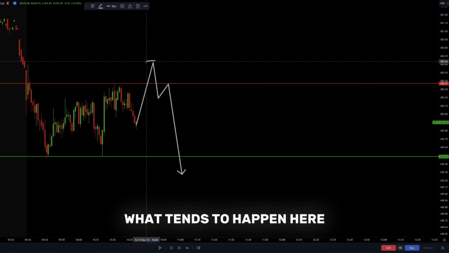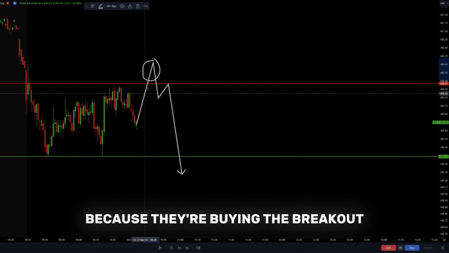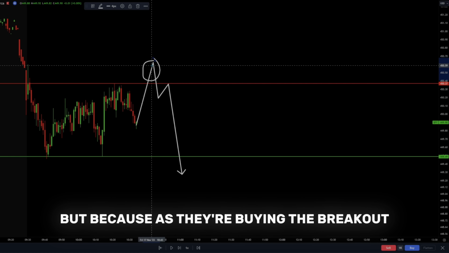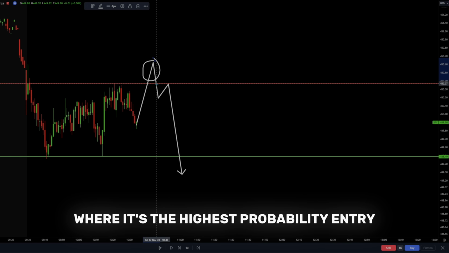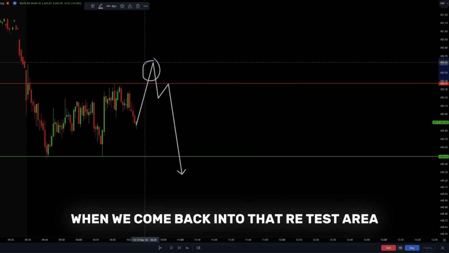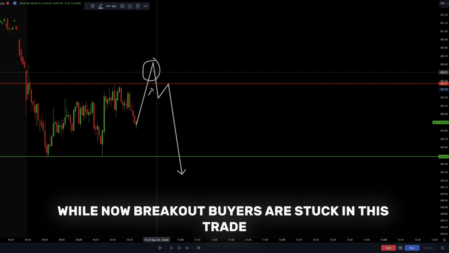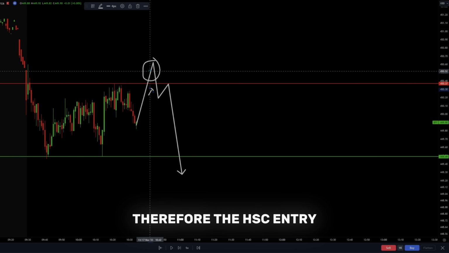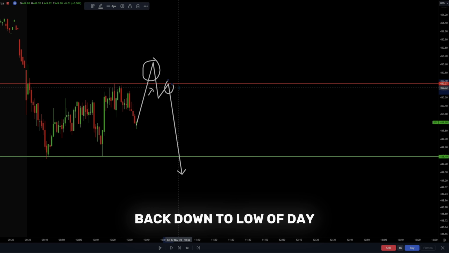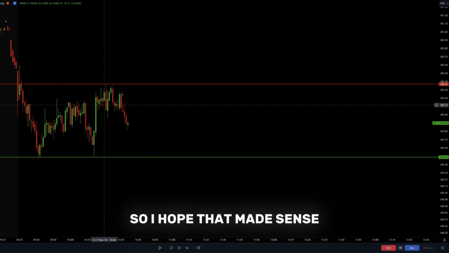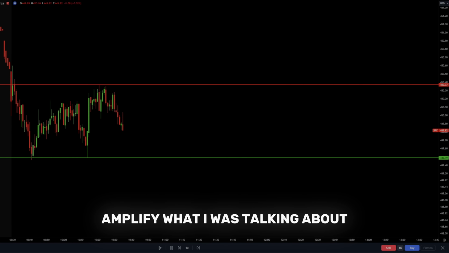What tends to happen here is this fakeout will bring in a lot of buyers because they're buying the breakout. But because they're buying the breakout and they're not waiting for that retest, where it's the highest probability entry, when we come back into that retest area and sellers do take control, well, now breakout buyers are stuck in this trade. Therefore, the risk entry for a fakeout would be the retest back down to low of day. So I hope that made sense, but let's look at a real example to really amplify what I was talking about.